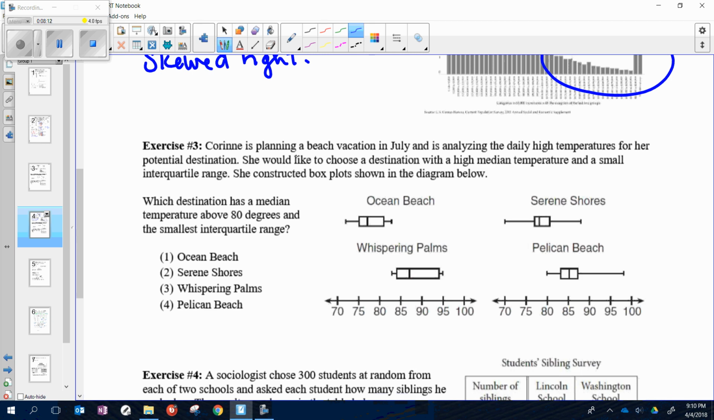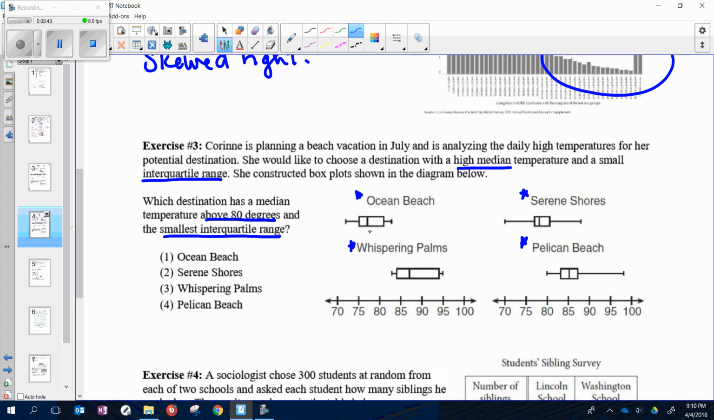Exercise 3. Corinne is planning a beach vacation in July and analyzing the daily high temperatures for her potential destination. She'd like to choose a destination with a high median and a small interquartile range. So she made these box plots in the diagrams below. She's got Ocean Beach, Whispering Palms, Serene Shores, and Pelican Beach, all plotted on scales. Which destination has a median temperature above 80 and the smallest interquartile range?